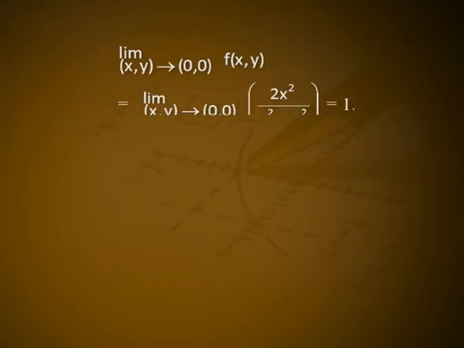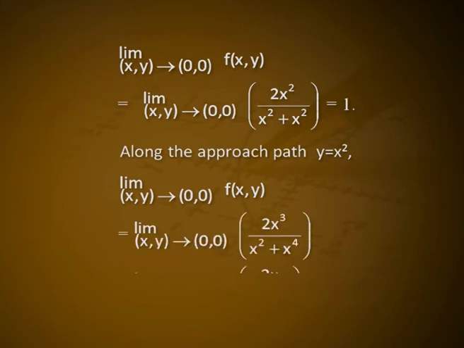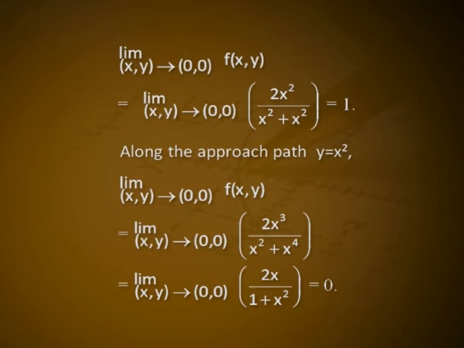Now, we check the continuity at (0, 0) as a two variable function. Along the approach path y equal to x, the limit as (x, y) tends to (0, 0) of f(x, y) equal to the limit of 2x squared by x squared plus x squared, equal to 1. Along the approach path y equal to x squared, the limit of f(x, y) equal to the limit of 2x cubed by x squared plus x raised to 4, which is equal to the limit of 2x by 1 plus x squared, equal to 0. Therefore, the limit of f(x, y) as (x, y) tends to (0, 0) does not exist and the function is not continuous at (0, 0).